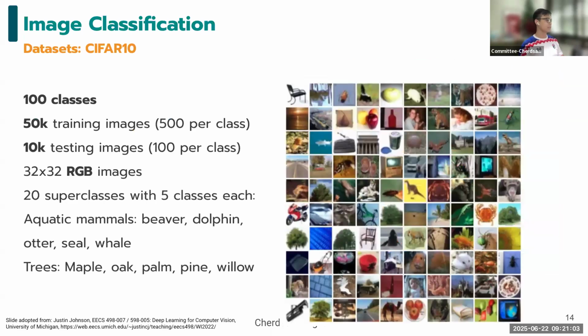Also, CIFAR-10 has an extension, CIFAR-100, right? So they're just extending the number of classes from 10 to 100 classes. They add more classes and make the data set bigger, not in terms of the number of images, but in terms of the number of classes. Okay.